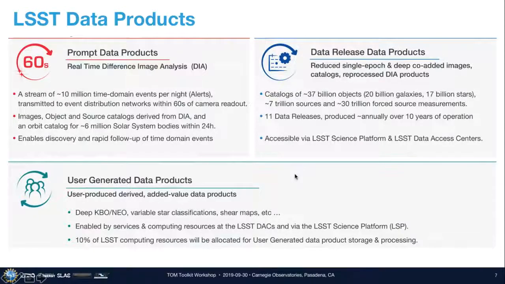We will also support user-generated data products. So we expect users to perform a wide variety of analyses, and they can either release to the community or share within collaborations value-added data products that they derive. So for instance, there might be analyses that are outside the scope of the project itself, such as shift and stack searches for faint Kuiper belt objects.